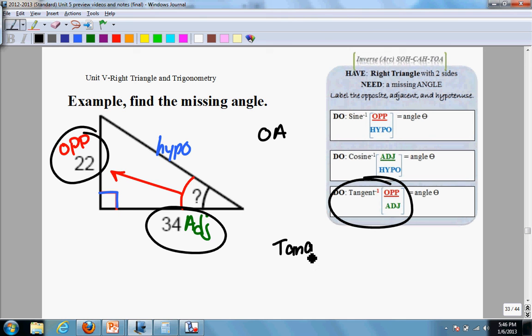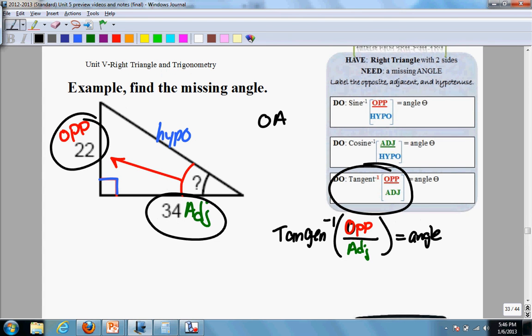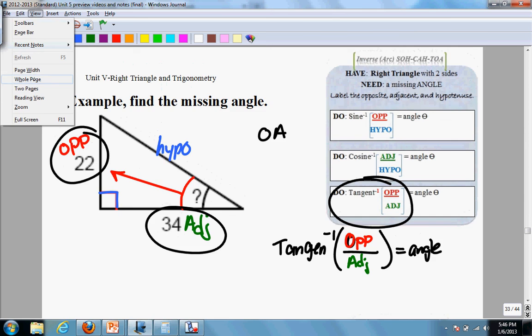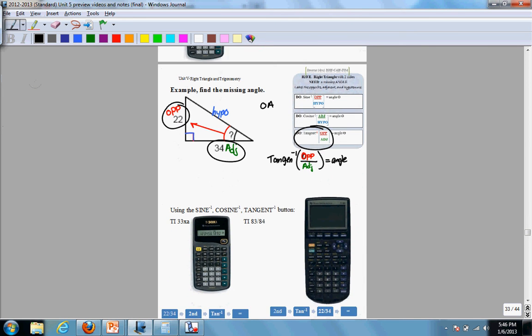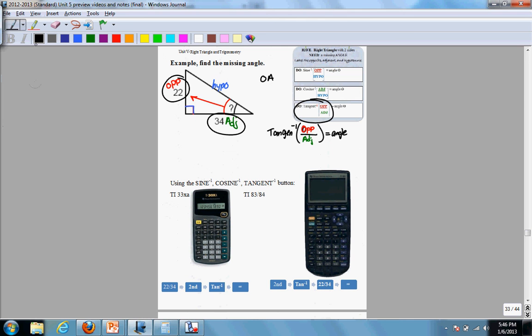The inverse tangent, opposite over the adjacent, gives us the angle. All right, so on our calculator, it's going to be inverse tangent, so it's tan -1. Our opposite is going to be 22. Our adjacent is going to be 34. And that's going to give us our angle.